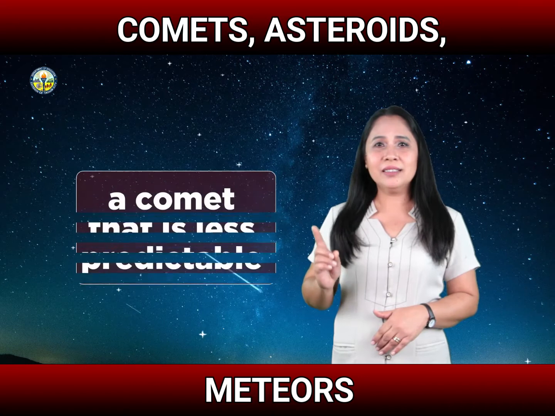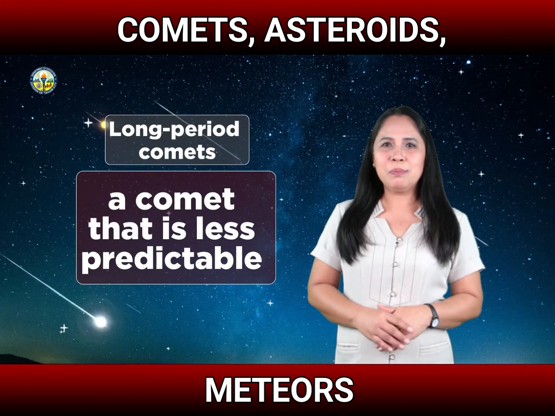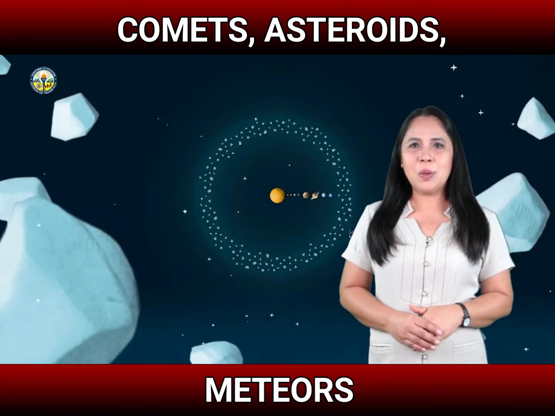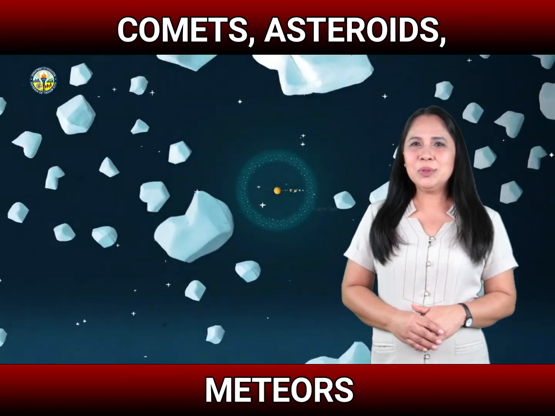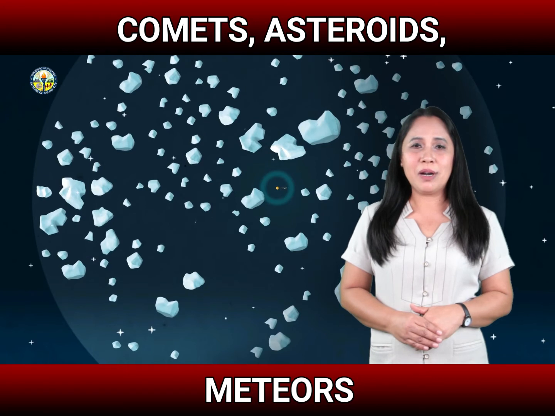On the other hand, comets that are less predictable are the so-called long-period comets, many of which come from a region called the Oort cloud. It would take 30 million years for such a comet to make one trip around the Sun.